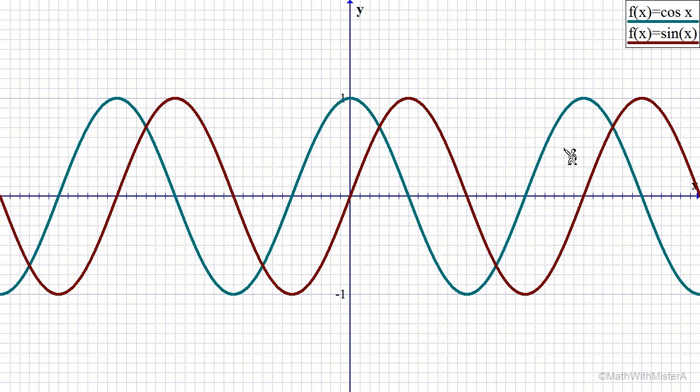Here are those two graphs side by side. We can see that one is just a result of a horizontal shift by how many degrees? 30, 60, 90 degrees. Shifting the graph by 90 degrees can get you from a sine to a cosine if you shift to the left, or from cosine to sine if you shift to the right.